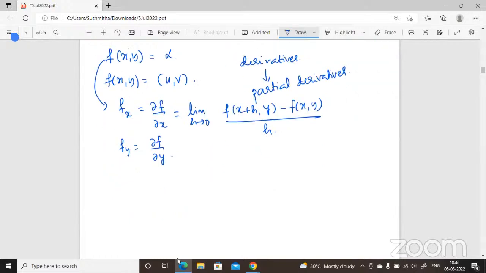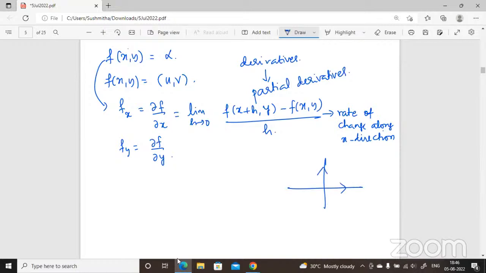Okay. And what does fx mean? What does this say? Rate of change along the x direction, right? And fy says rate of change along the y direction. What about the infinitely many other directions that are there? We know this one, this one. What about the other directions? That is when the directional derivative comes into picture.